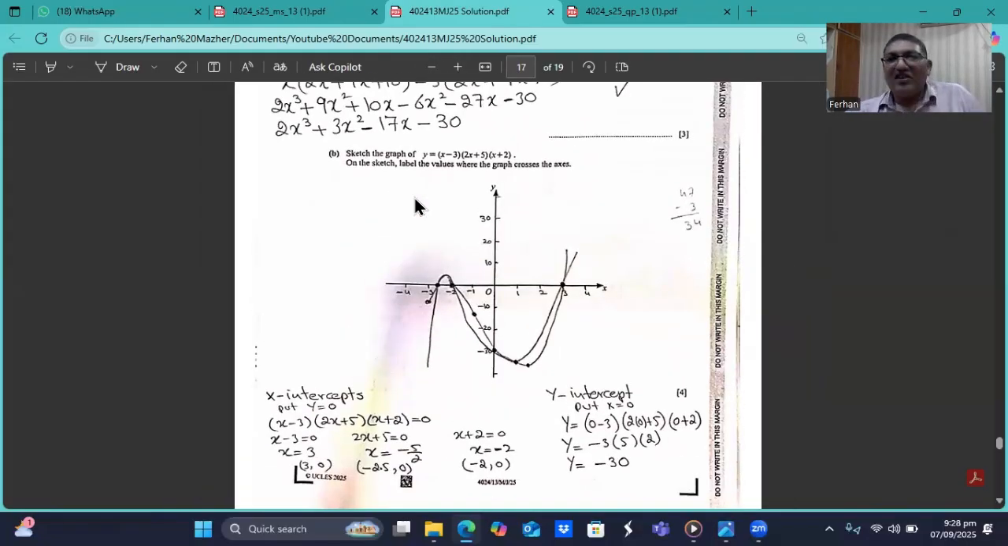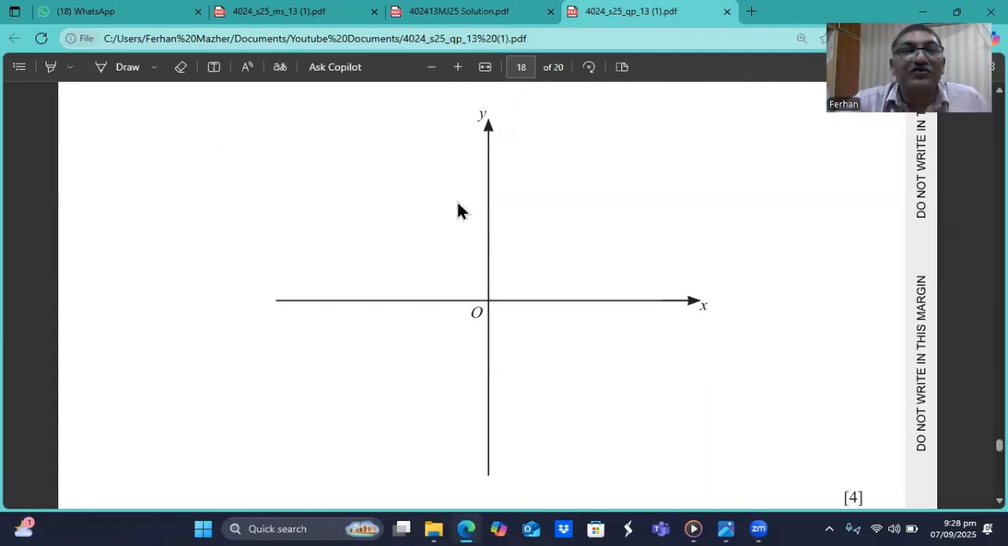It's not that difficult. It's easy once you have plotted the x-intercepts and the y-intercept. Then you have to take some points between those points to be 100% sure which way the shape will go. So it's a 4-mark question. To get full marks, you need to do that.